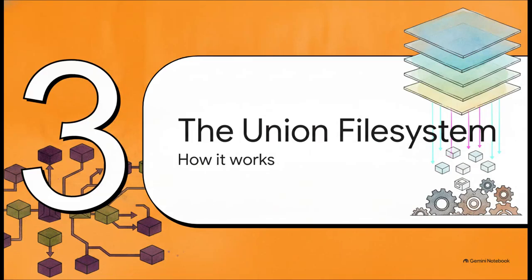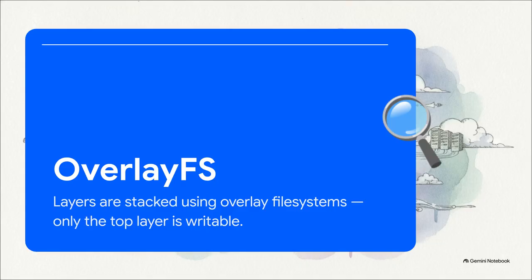Section 3, Unpacking the Union file system. Okay, so we know containers are lightweight, but the secret sauce that actually makes this efficiency possible is the Union file system, specifically technologies like OverlayFS. You kind of have to think of a container not as one single massive file, but like a giant puzzle made of stacked layers. OverlayFS lets these file system layers be neatly stacked on top of each other.